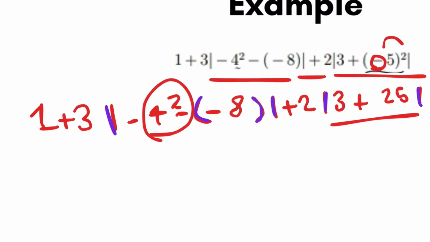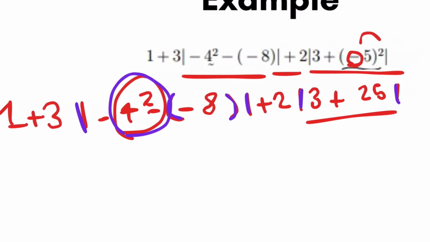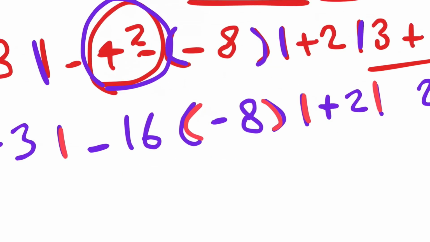Okay, right now, what am I going to do? I am going to simplify the other exponent that I have, but at the same time, I can simplify this part as well. So 3 plus 25 is going to be 28 in the absolute value. And in this one, because only 4 is raised to the power of 2, it is going to be minus 16, right? And then we have minus 8. Okay, and I also forgot to put a negative in here.